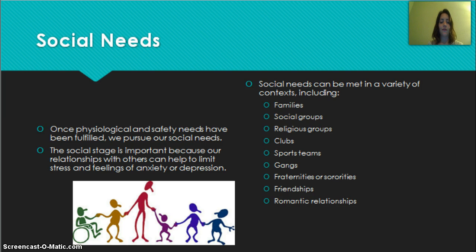The primary source of behavior at this stage of development is our need as humans for emotional connections. This can come from a variety of areas, including families, social groups, religious groups, clubs, sports teams, gangs, fraternities or sororities, friendships, or romantic relationships. However, if we are not able to make these connections with others, we make ourselves vulnerable to serious psychological issues such as loneliness, depression, or anxiety. And it is really important for us to meet these social needs, not only to continue along the hierarchy, but also to maintain our emotional stability.